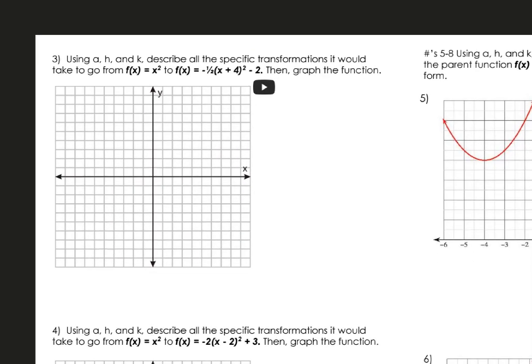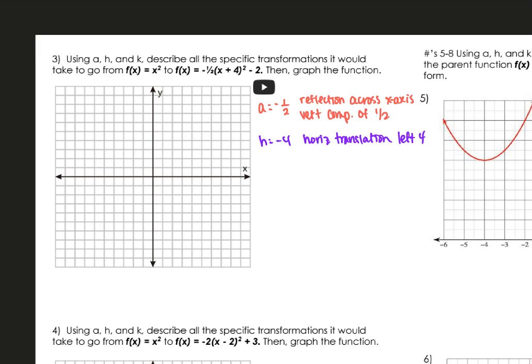All right, so now with number 3, I'm going to identify a, h, and k. So a is negative 1/2, which tells me that there is a reflection across the x-axis since it's negative, and it tells me that there's a vertical compression of 1/2. H in this case is negative 4, which means we have a horizontal translation, left 4. And then k is negative 2, which means we have a vertical translation, down 2. All right, so graphing my parent function.